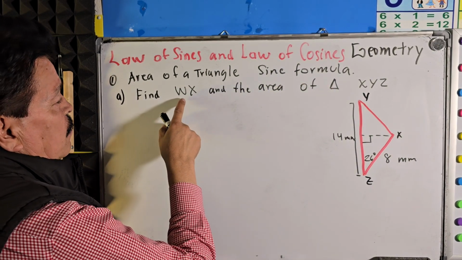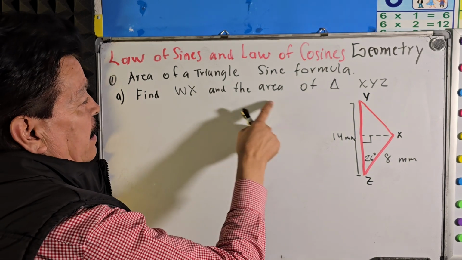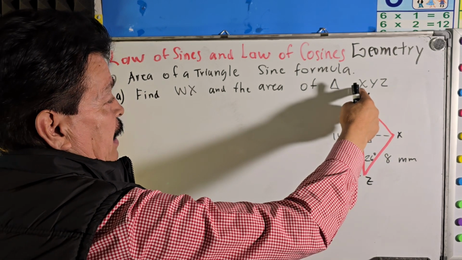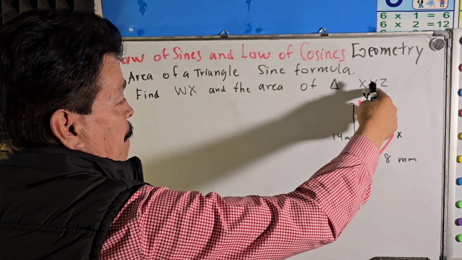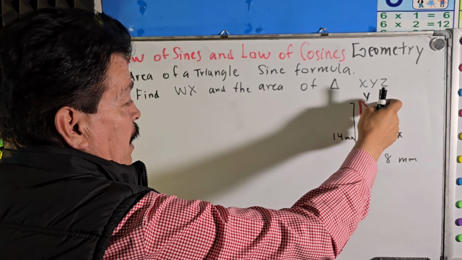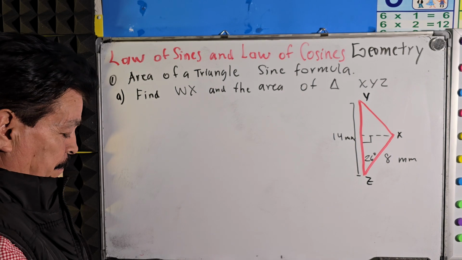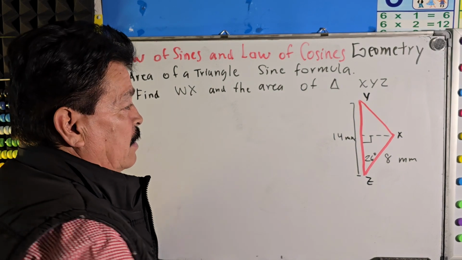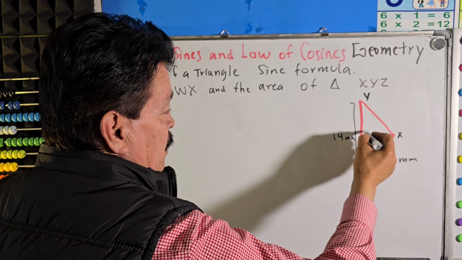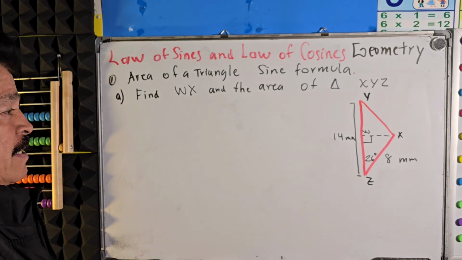So find WX, and the area of the triangle XYZ. Okay, we have WX right here. Right, we have this point W right here. Okay, WX.